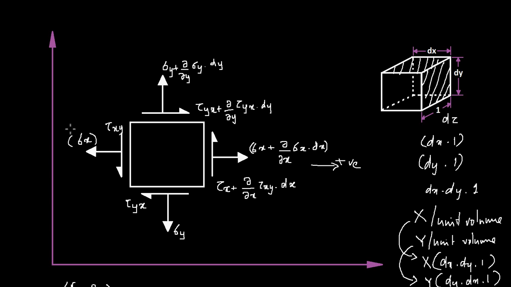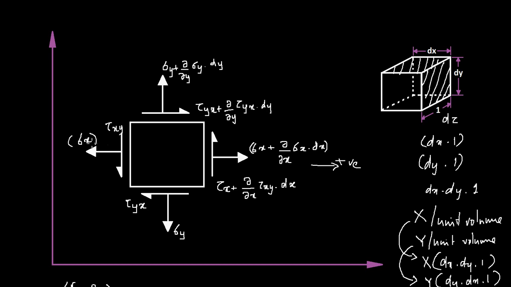So what you have is a stress here, and a corresponding stress is calculated from the rate of change of this stress. So sigma x here, and sigma x plus rate of change of sigma x times the length is the stress here. You have a sigma y here, and here you have sigma y plus rate of change of sigma y times length. You have a tau xy here, and a tau xy plus rate of change of tau xy times length here, and you have a tau yx here, and a tau yx plus rate of change of tau yx times the length here.